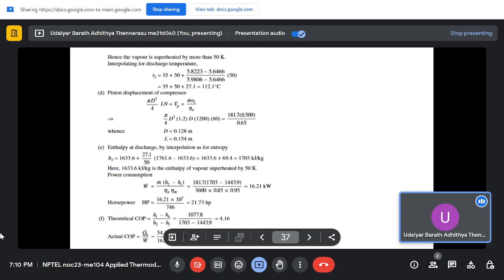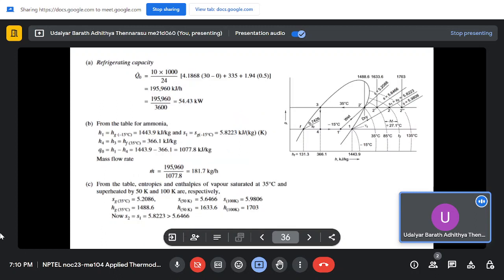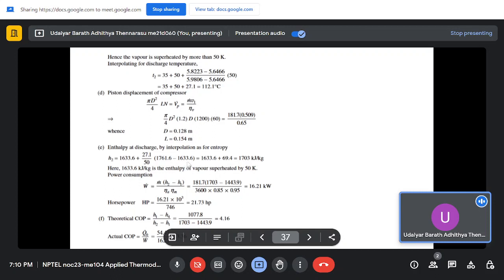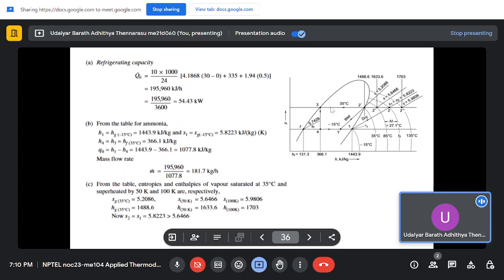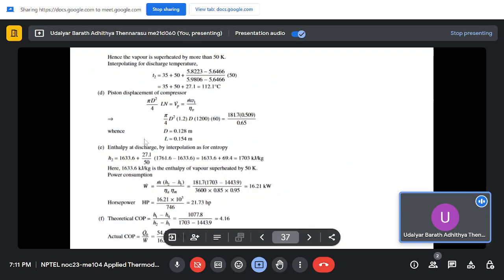Then the enthalpy of discharge by interpolation. So we know enthalpy at 2 double dash and 2 triple dash, and we know the temperature. So using interpolation we can find out the enthalpy at the exit of compressor as 1703 kilojoule per kg. Now using this we can find out the power consumption. So power consumption is m dot into h1 minus h2. So h1 we already know, h1 is 1443.9, and h2 we have calculated. And m dot also is known.